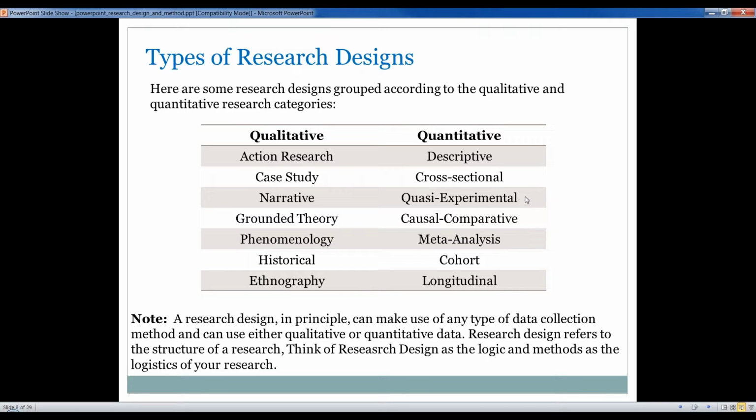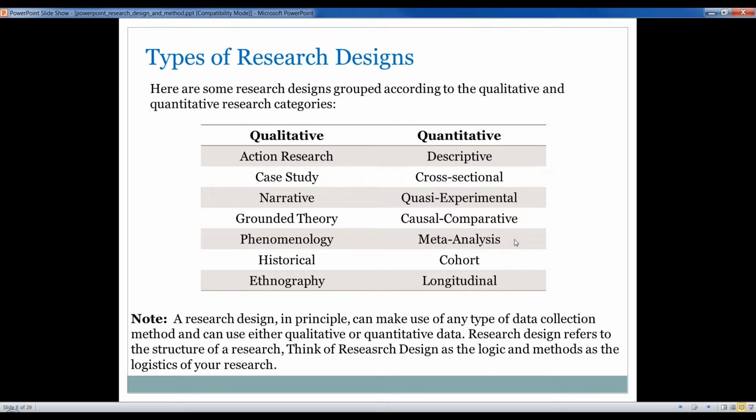The quasi-experimental and causal comparative are very much the same. An example would be if you're looking at gender. Well, you're already a male or female, so you can't be randomly assigned. So it's experimental except for the point that the groups are already there.